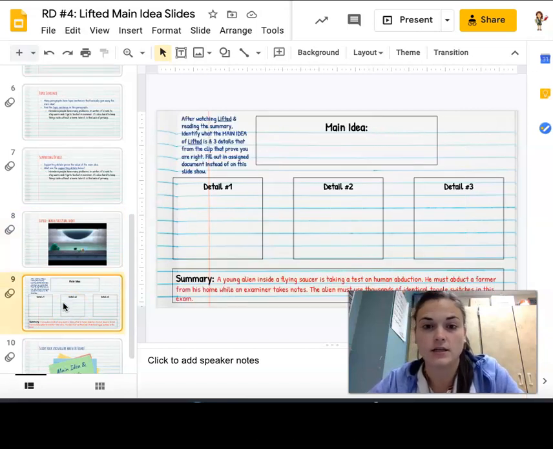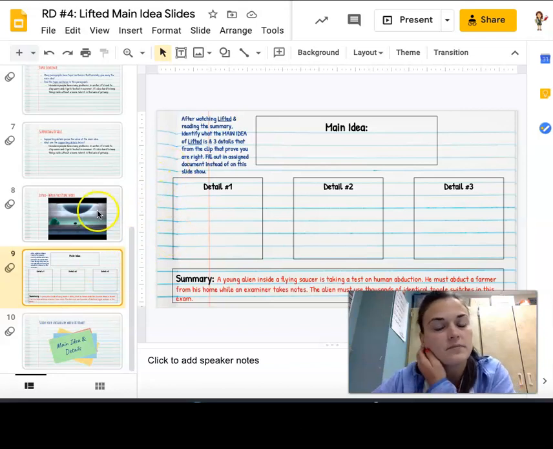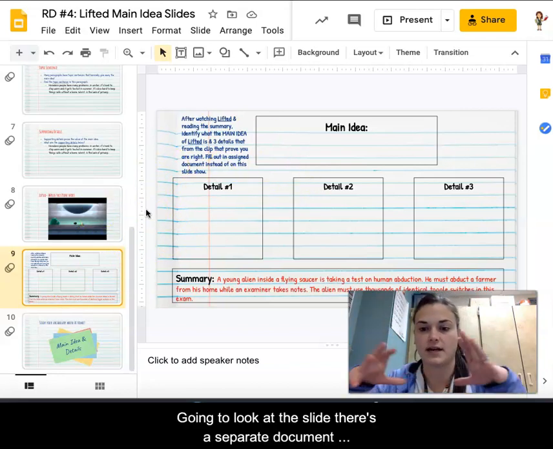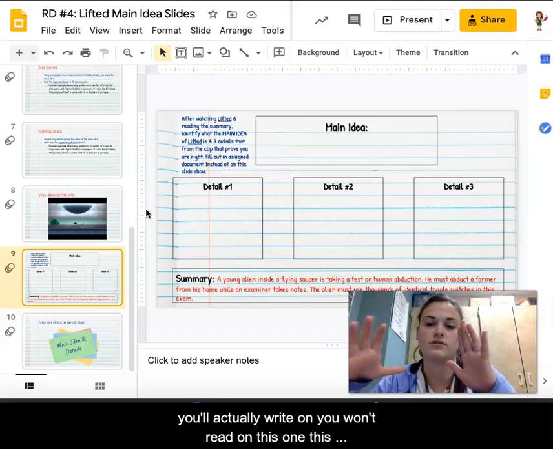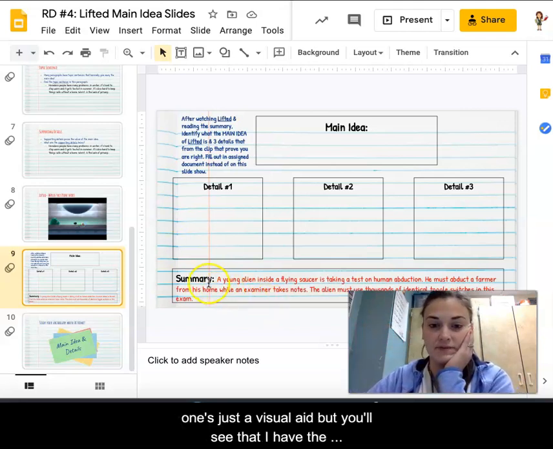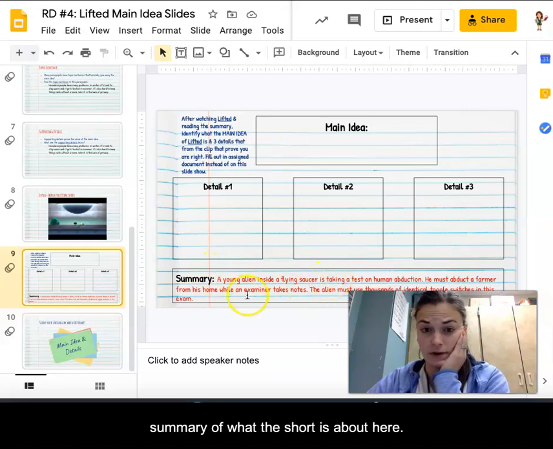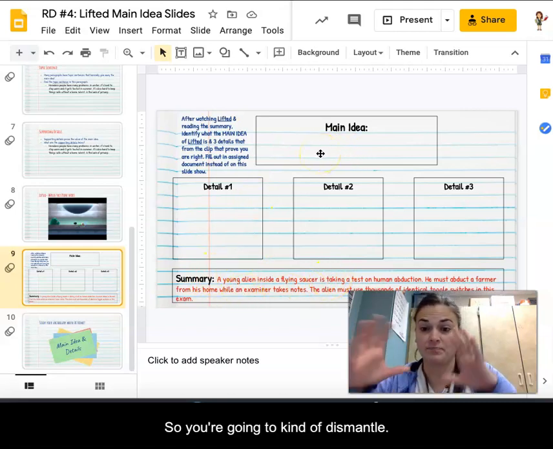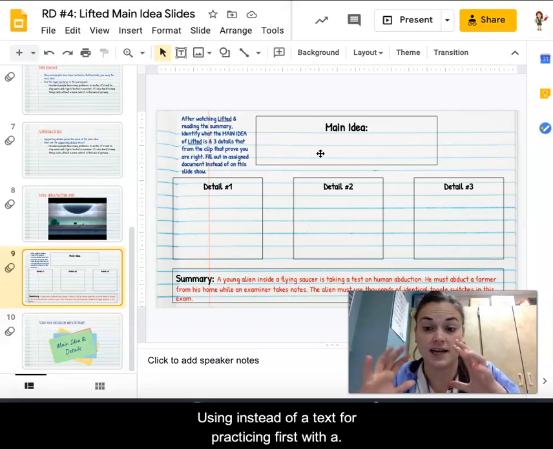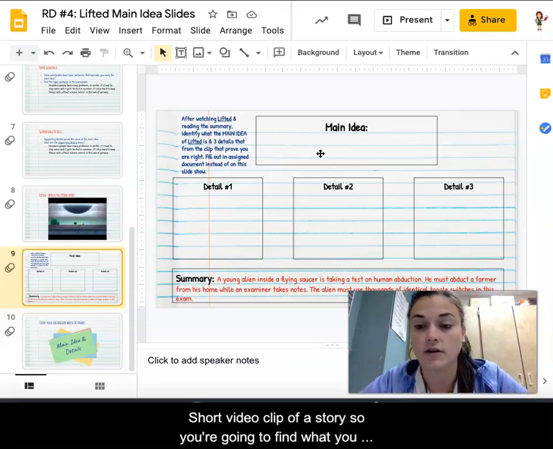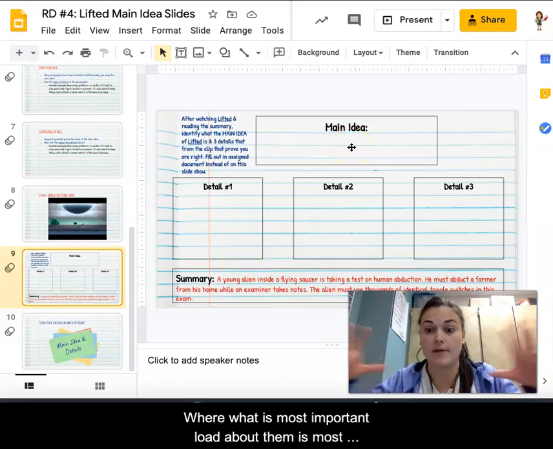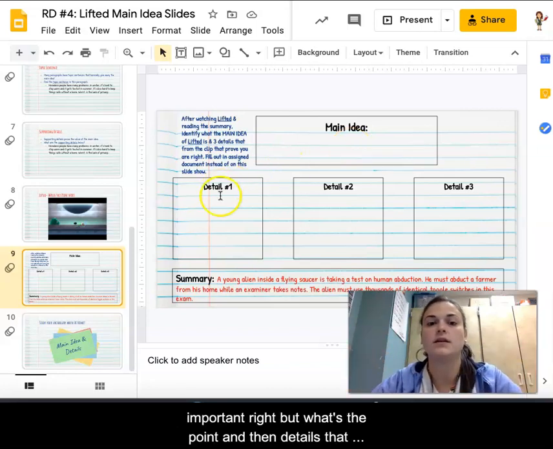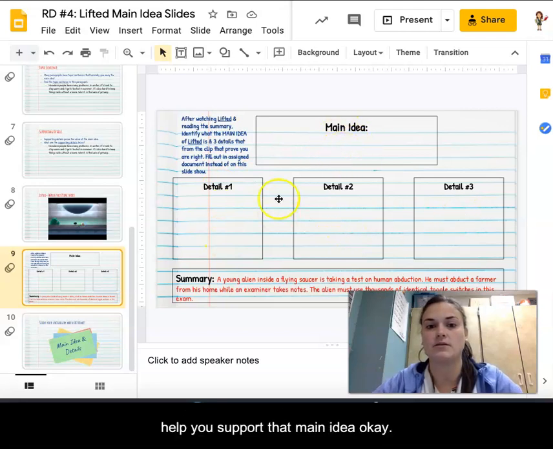So you're going to watch this Pixar short called Lift It. After you're done with that, you will look at this slide. There's a separate document that I'll show you in the Schoology instructions that you'll actually write on. You won't write on this one. This one's just a visual aid. But you'll see that I have the summary of what the short is about here. But instead of a text, we're practicing first with a short video clip of a story. So you're going to find the main idea, who or what is most important, and what about them is most important, right? What's the point?